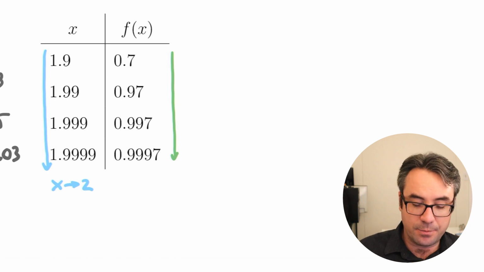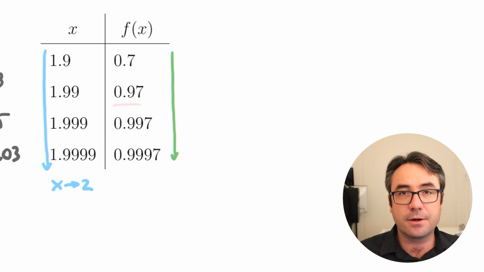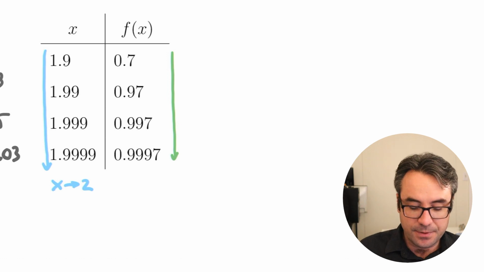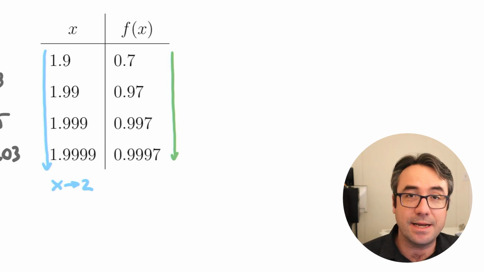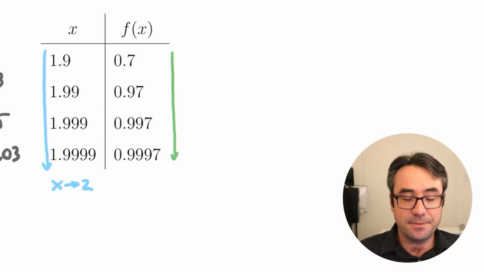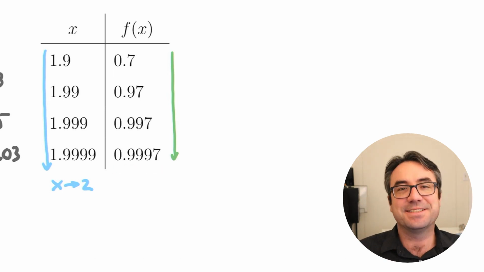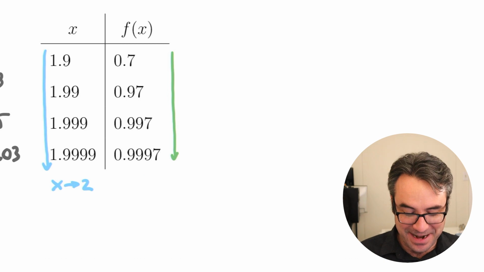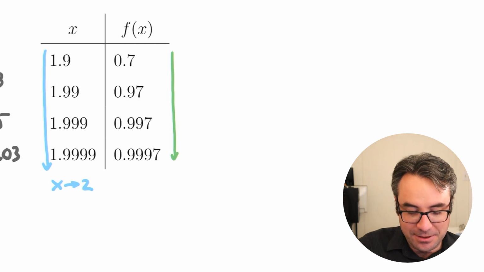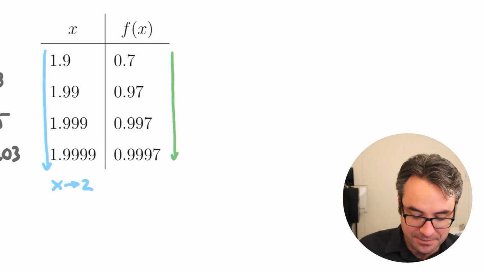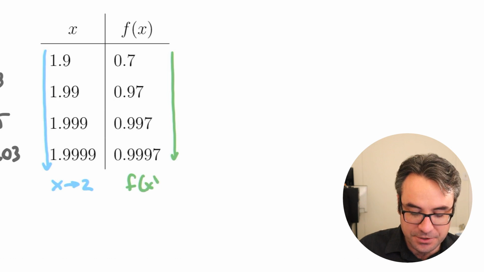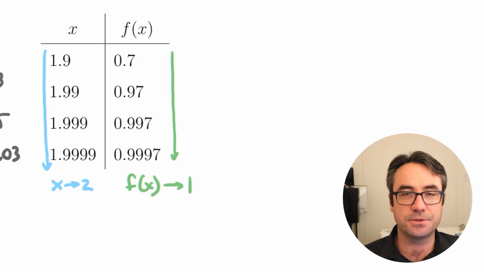And so we start off at 0.7, then we get a little bit bigger, so we go to 0.97. Then we get a little bit bigger, so we go to 0.997. And then finally, we get to 0.9997. Make sure I say enough nines there. And it looks like, if I had to guess, going in this direction, again, our function values are all getting closer to the number 1.